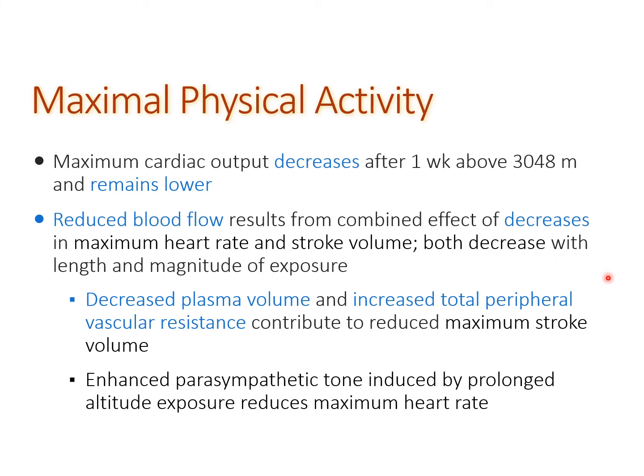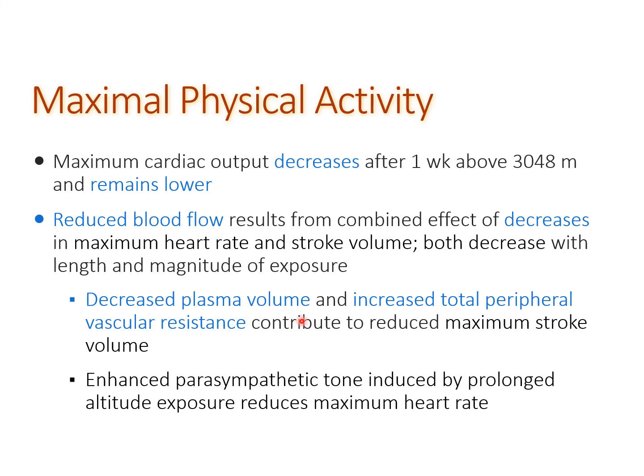So we talked about this already. In order for cardiac output to decrease, we need to see a decrease in heart rate and or a decrease in stroke volume. And at altitude, you're going to see both. So overall, you're going to see decreases in heart rate, stroke volume, and cardiac output at any altitude. And it will get more and more of a decrease depending on how high of an altitude you're at and how long you spend there.